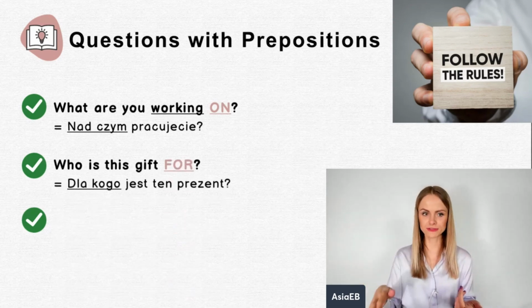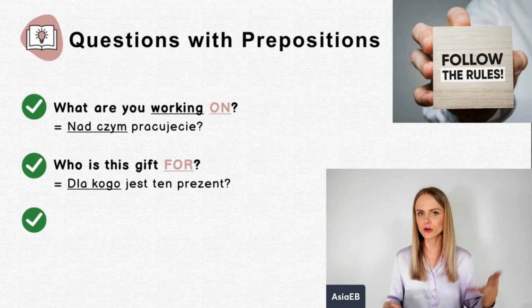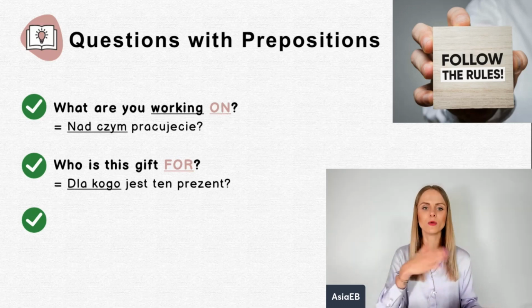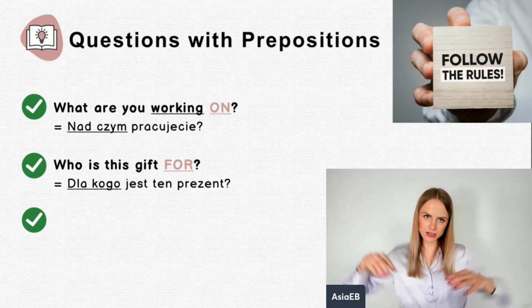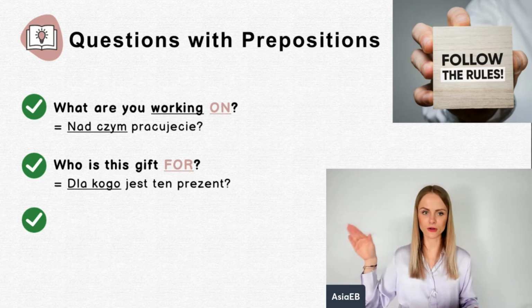More examples. Who is this gift for? So not for who, like in Polish we have dla kogo. In English, who is this gift for? Repeat after me. Who is this gift for? What are you working on? What are you working on? And I'm actually linking this verb and preposition, working on. Who is this gift for?